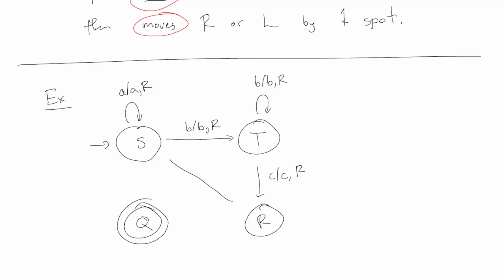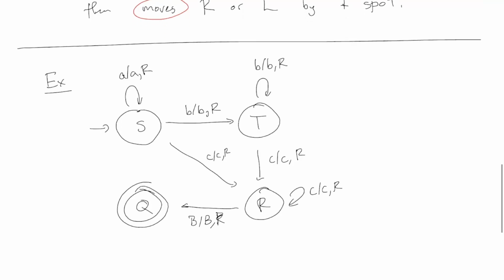C/C,R. Here's another C/C,R. I got a loop C/C,R here. Here I have blank/blank,R. This is why, in this section, we want to have a special letter which represents the blank, because sometimes the head will move itself all the way out until the head sees a blank, and that's okay. It just has to know what to do at that point.